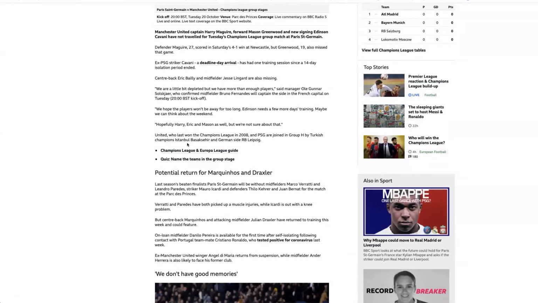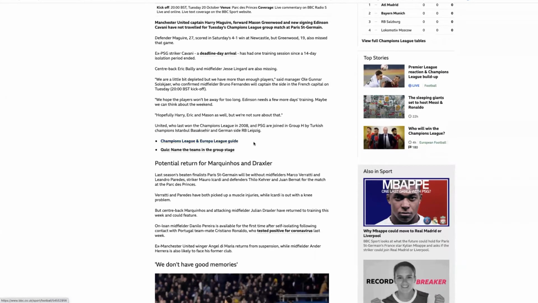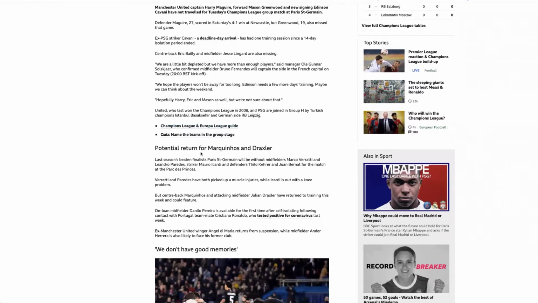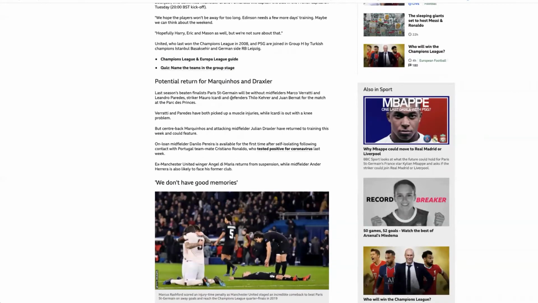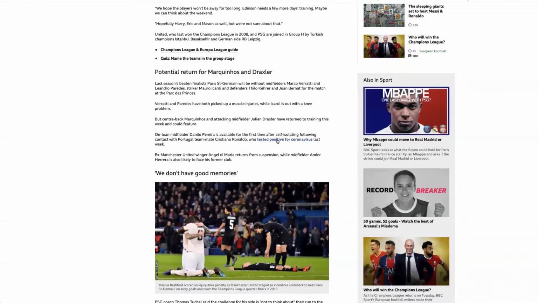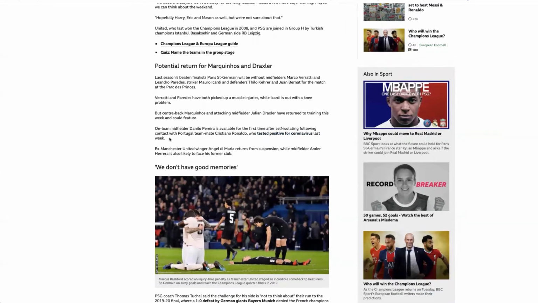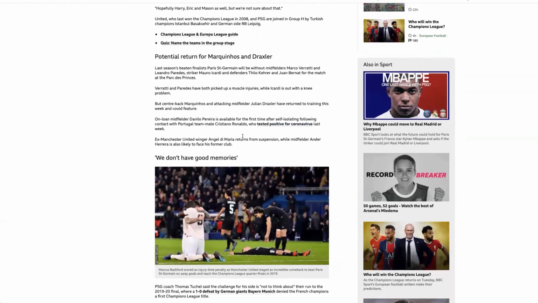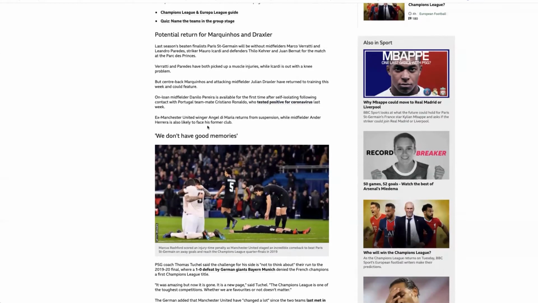Last Group H's Turkey's champions, Istanbul and Leipzig. Okay, so there's nothing there. So PSG are going to be without Verratti and Paredes, Icardi. Blimey, they're missing Icardi. And so maybe Man United do have a chance when you look at who's missing for PSG. Pereira is available for the first time after self-isolating following contact with Cristiano Ronaldo. He's got the virus.